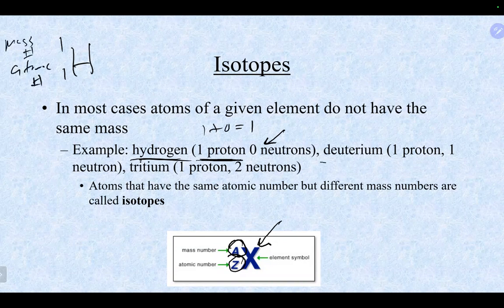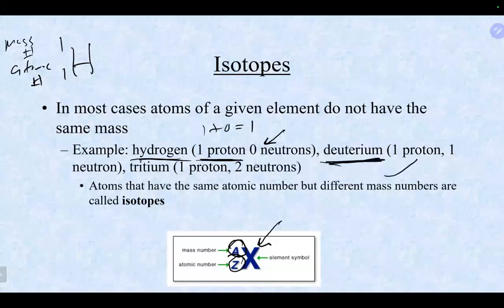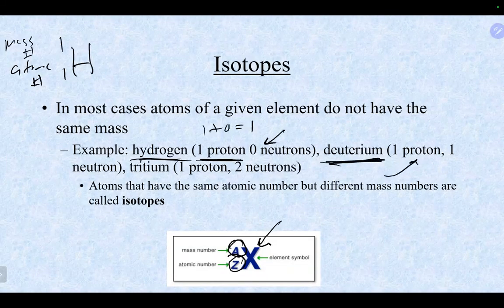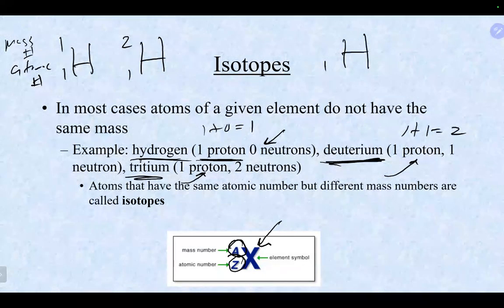Now, if we do it for deuterium, even though it doesn't say hydrogen, we know it's hydrogen because it has one proton. So again we go to the periodic table and see number 1 is still hydrogen, and we put our atomic number there. 1 plus 1 is 2, which is our mass number on top. And lastly, tritium, which again doesn't scream hydrogen, but when you see it has one proton, the atomic number is 1 and the symbol is hydrogen. Here, 1 plus 2 gives us 3 for our mass number.